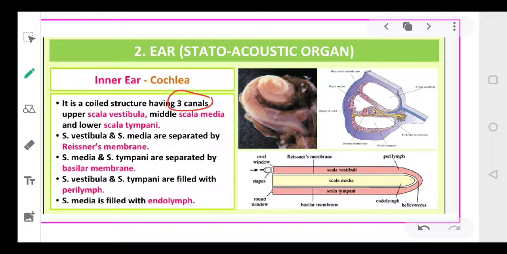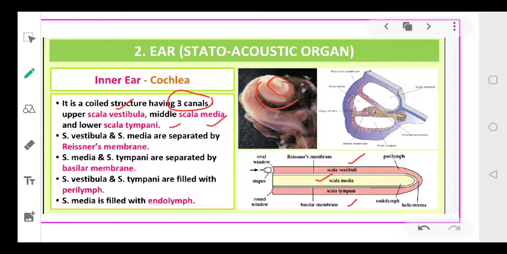The uppermost is called the scala vestibuli. This uppermost portion is called your scala vestibuli. The middle one is called the scala media, and the lowermost is called the scala tympani. Now if you just look at this, we can have a simpler diagram. The uppermost is called scala vestibuli, middle is called the scala media, and third is called scala tympani.